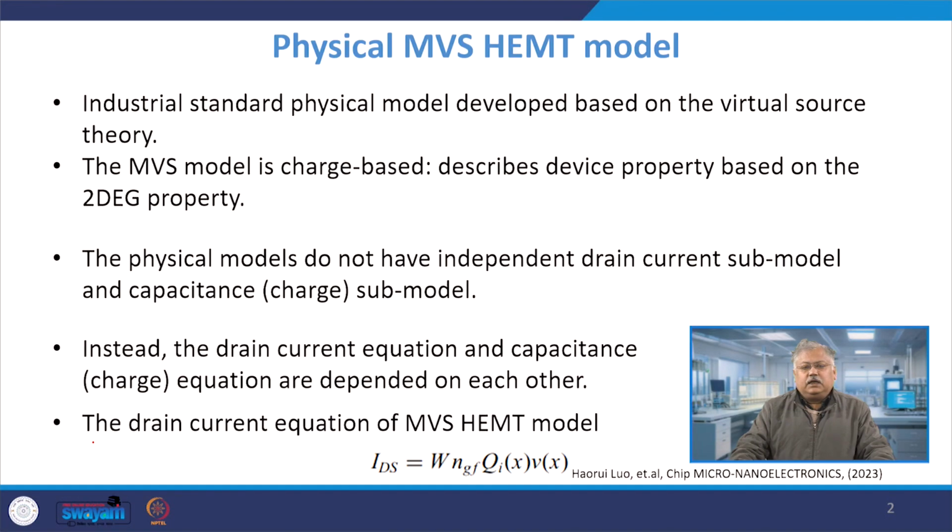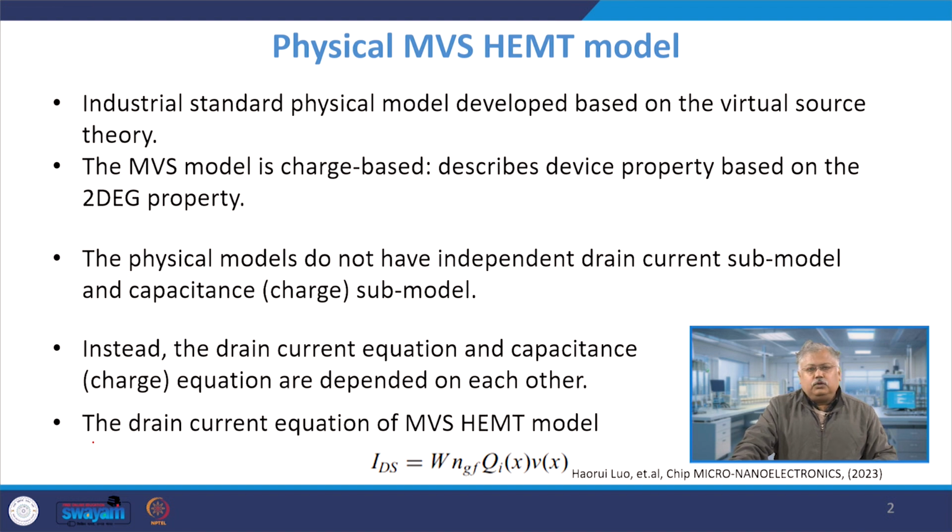modeling technique. You will see at the end of lecture number 56 and the start of 57 there is some overlap, in order to have continuity in the flow of the lecture. So that's the reason you will see some overlap, at least 2 to 3 slides overlap between lecture number 56 and lecture number 57. So we had started with the MVS model, which is basically an HEMT model.